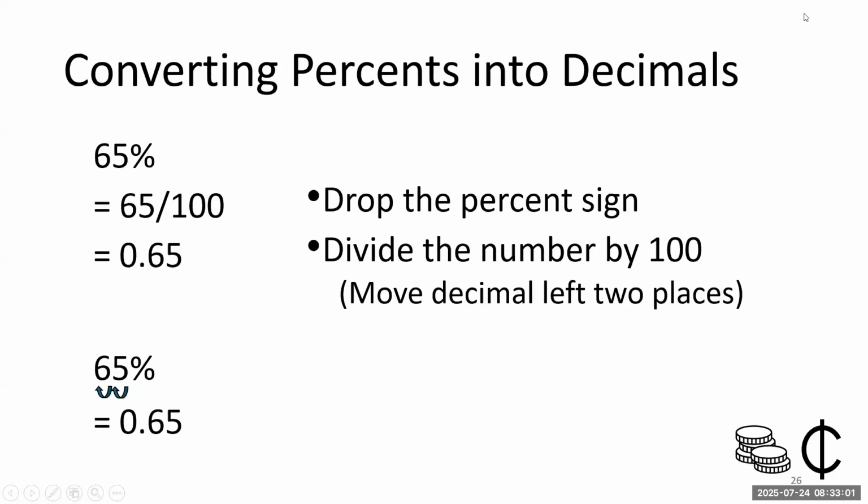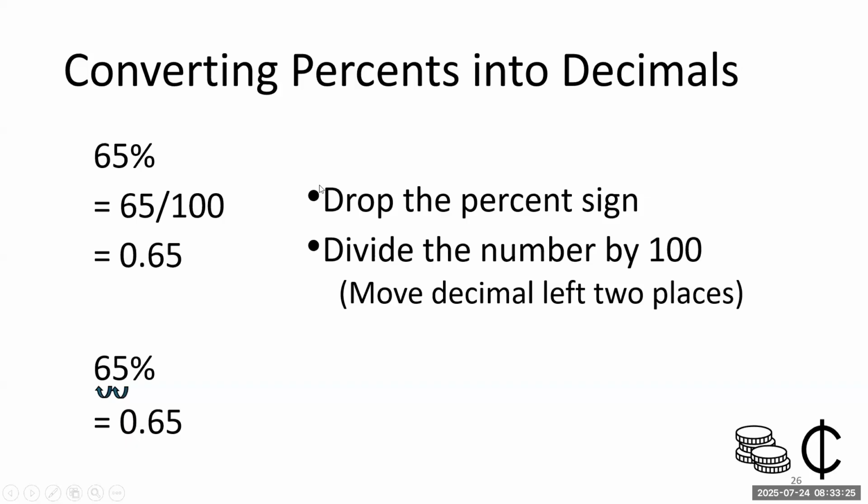And then we can talk a little bit about converting percents to decimals. To convert a percent to a decimal, there's a couple of different ways we can do it. First of all, we're going to drop the percent sign because we're going to stop talking about it in terms of percent or per 100. Then we're going to divide that number by 100. If we put 65 divided by 100 into our calculator, we're going to get 0.65.